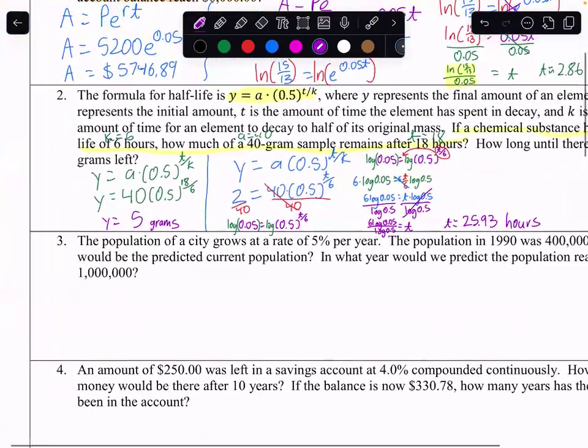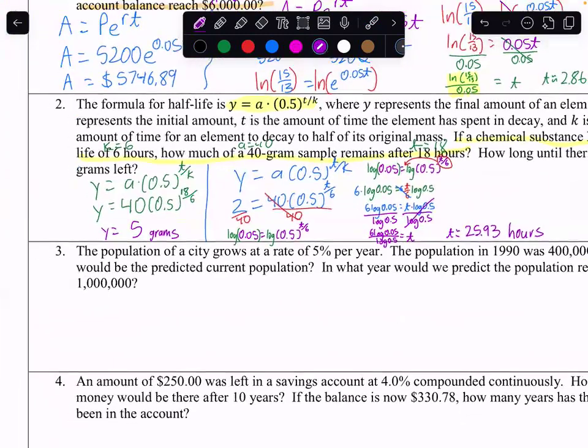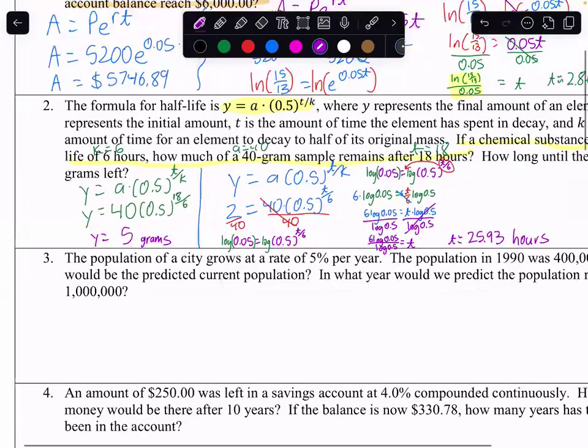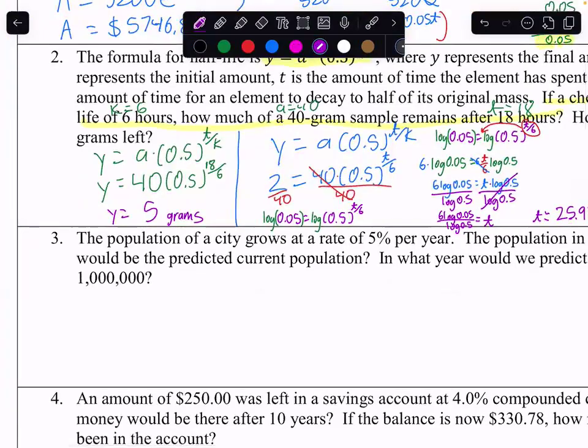Okay, so population in 1990 was 400,000. What's the predicted current population here in the year 2024? Again, there's 2 different questions here, so let's answer this one first. Okay, so what formula? They didn't give us a formula. Well, it's exponential growth. Okay, so we're just going to use the compound interest formula, but with n equals 1. Okay, so we're going to use A equals P times 1 plus r to the power of t.